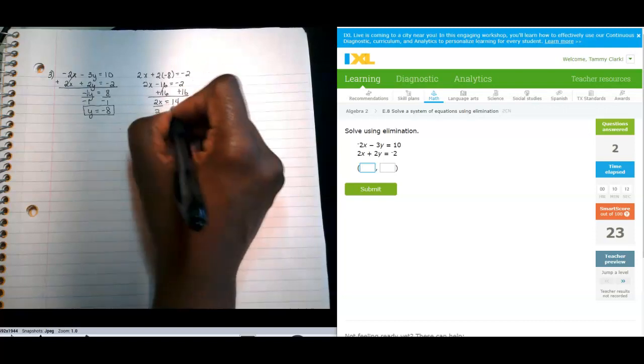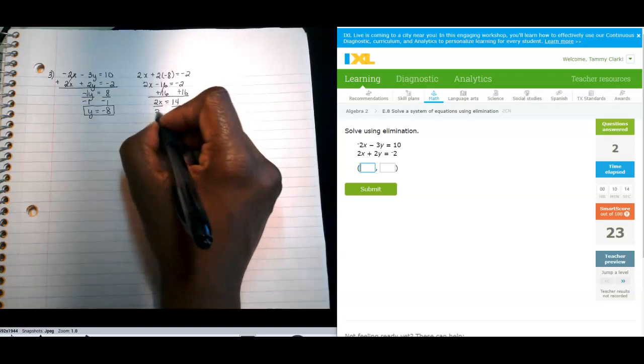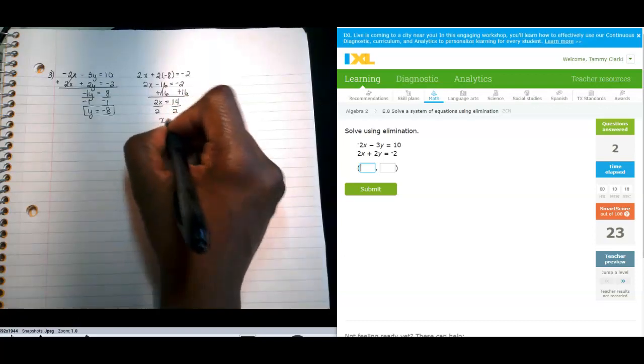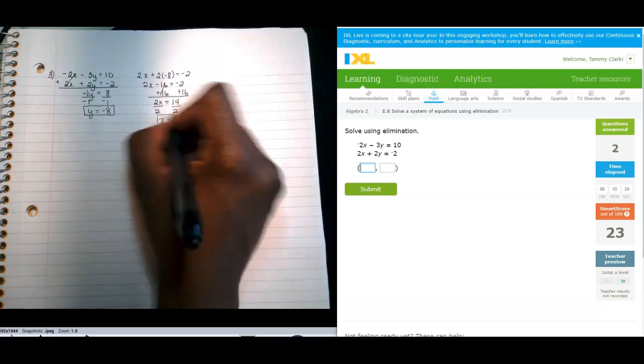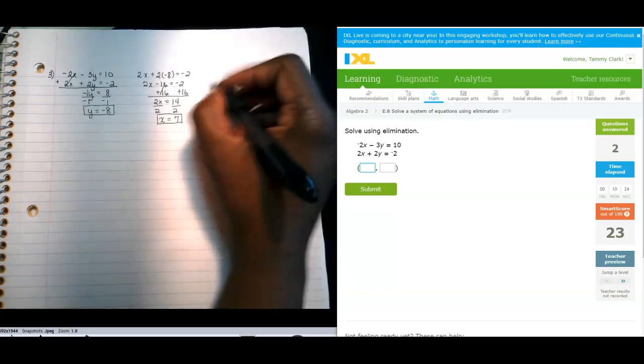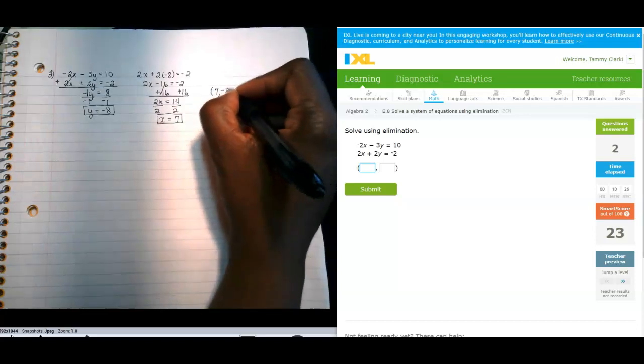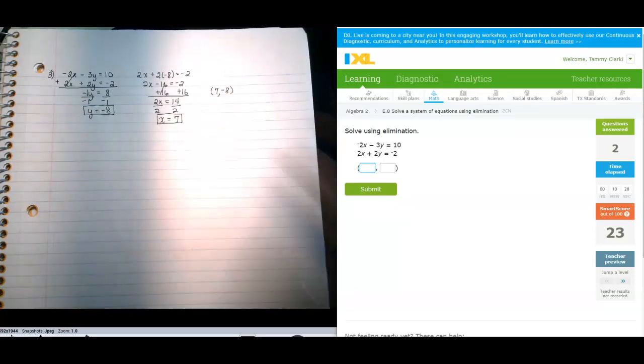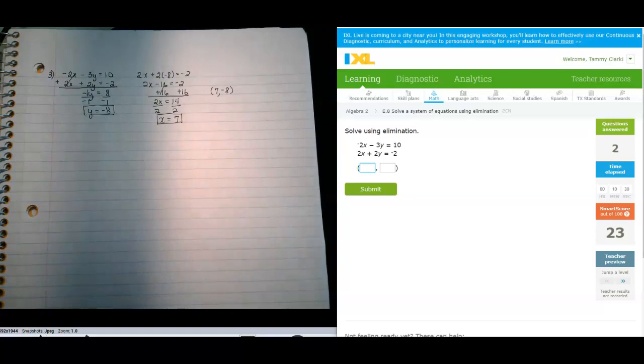We're going to divide 2x by 2 and divide 14 by 2. That leaves us x alone equals 7. So our ordered pair where the lines cross, and the ordered pair that makes both equations true, would be 7, negative 8.